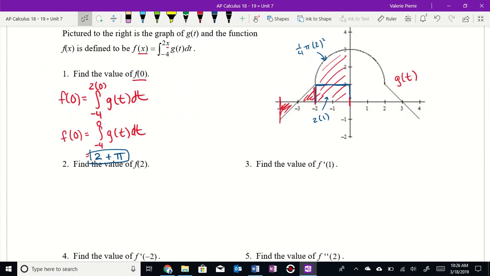Okay, for number 2, we want the value of f of 2.